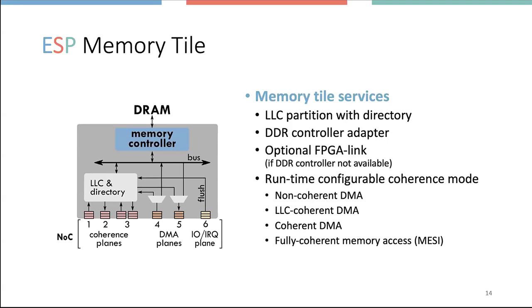And we also have an optional FPGA link that would allow you to use an FPGA as a proxy to access DDR in case you want to target, for example, an ASIC technology for which you do not have access to a DDR controller. Here is also where the runtime configuration of coherency for accelerator happens, and Charles later will explain a lot more about this.